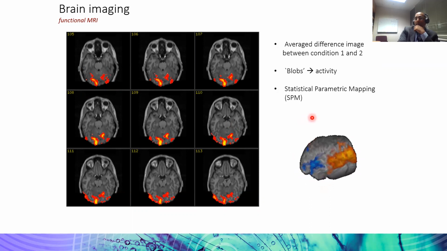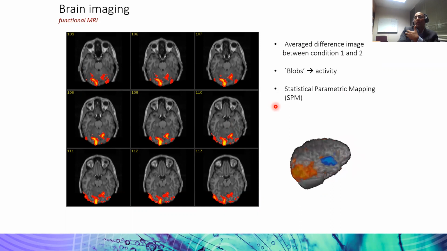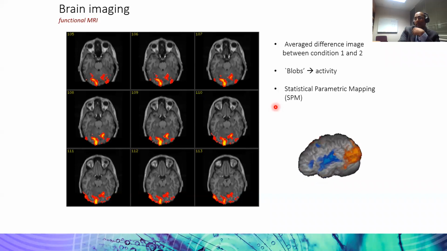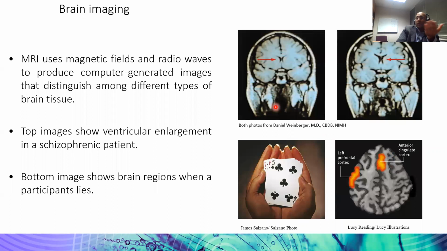And this is all done, I'm not going into the details of this. There's a theoretical and statistical framework called statistical parametric mapping, which was developed by the group where I was affiliated at UCL. This is a brain imaging software tool which allows us to process functional MRI images and make inferences from them. So for example, this is an example of a structural image here.